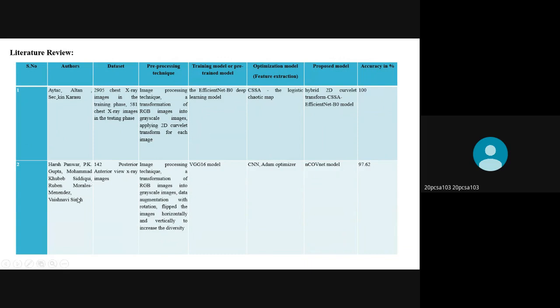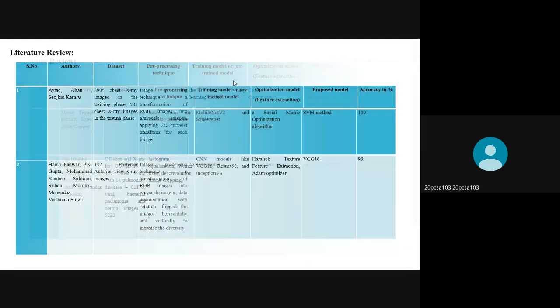In the second paper, the author proposed a deep learning based model, that is the N-covalent neural network model, in which 142 images have been collected from different sources. Data pre-processing and data augmentation are performed so that all the images are resized and rotated to get the same size of the image. VGG16 is used to extract the features, and the proposed model has the threshold value of 0.5. The optimization is done using the Adam optimizer, and the model detects the COVID-19 patients within 5 seconds with 97.62% of accuracy.